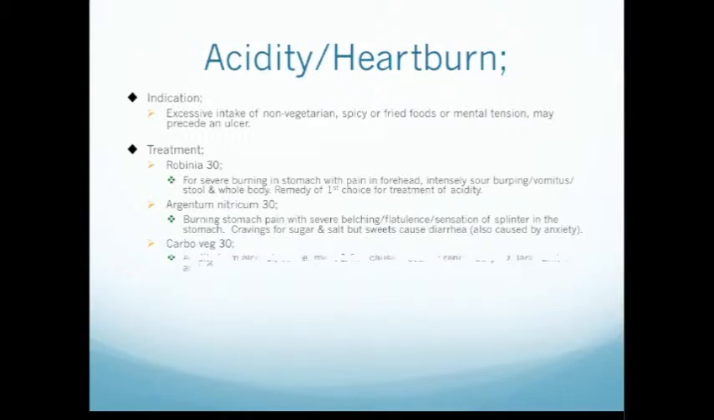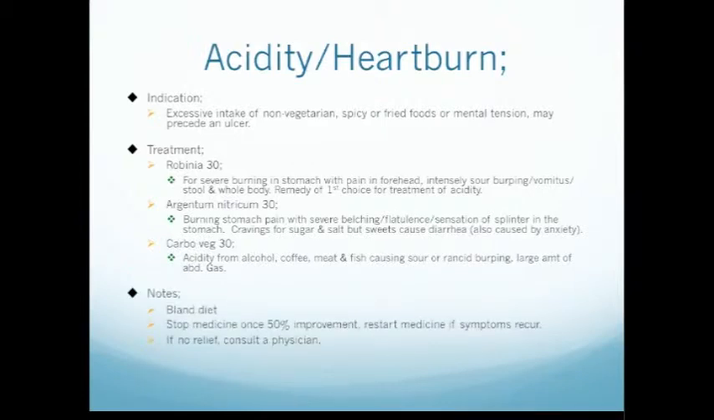Carbo veg 30 is good for acidity from excess consumption of alcohol, coffee, meat, and fish, causing sour or rancid burping with large amounts of abdominal gas. Notes: a bland diet should be consumed. Stop the medicine once there's a 50% improvement. Restart the remedy if symptoms recur. If there's no relief, please consult a physician.